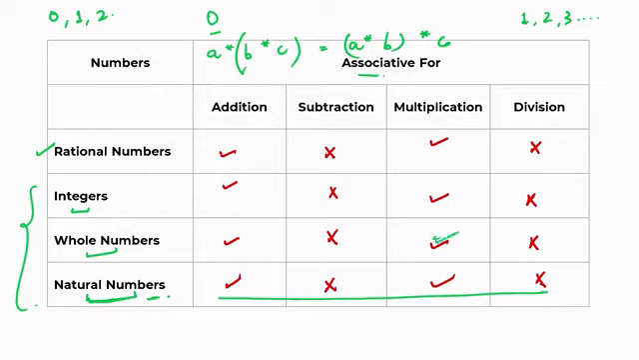So for multiplication, it's okay. For addition also it's okay because 0 plus 1 plus 2, in any order, the addition is going to give me the same answer. So for whole numbers it is also okay.